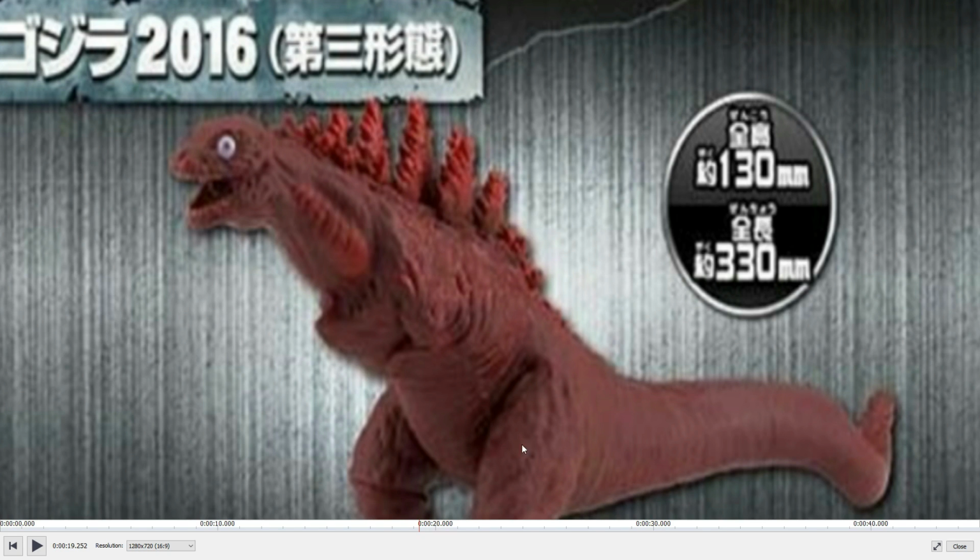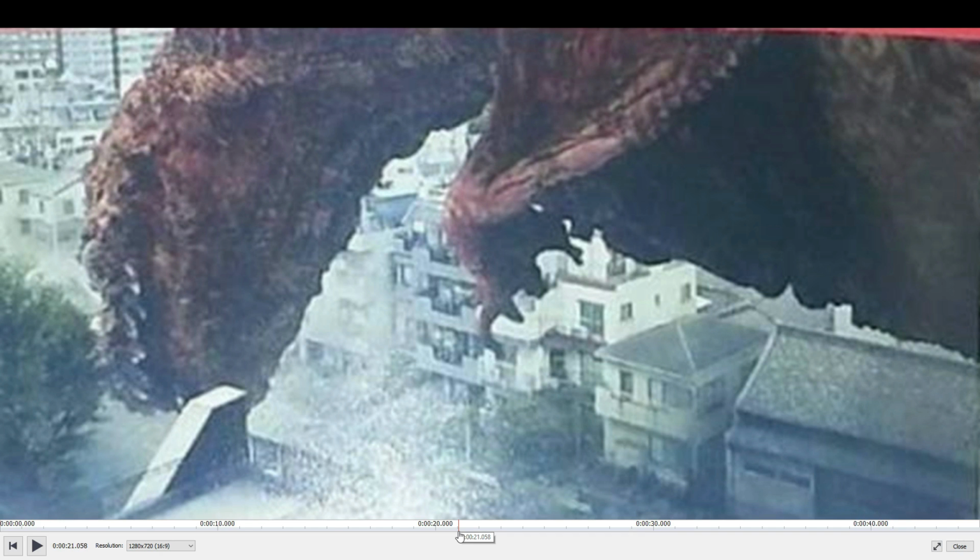Here's the Bandai figure version of it. Very red in color tone, which is weird. He switches from kind of a greenish, grayish color to a red, and then back to a blackish gray color. Here he is in the movie.